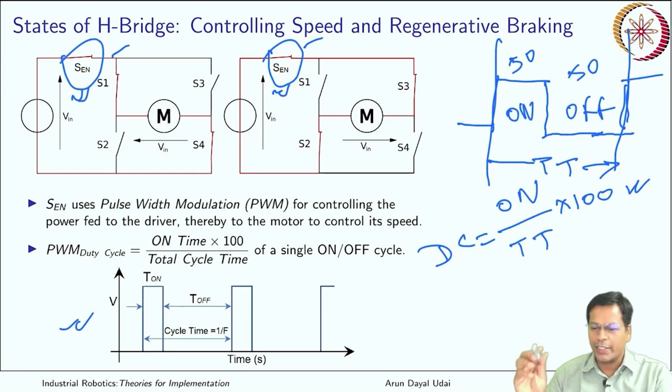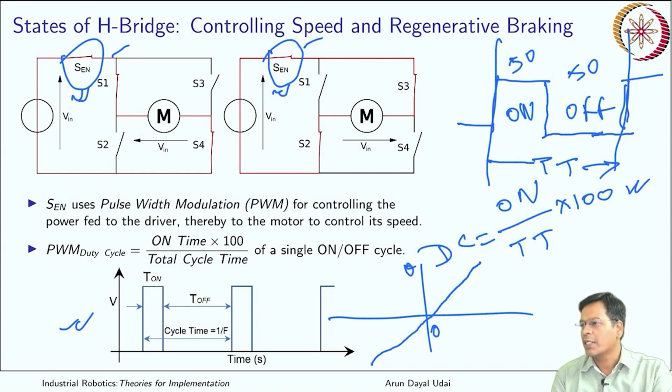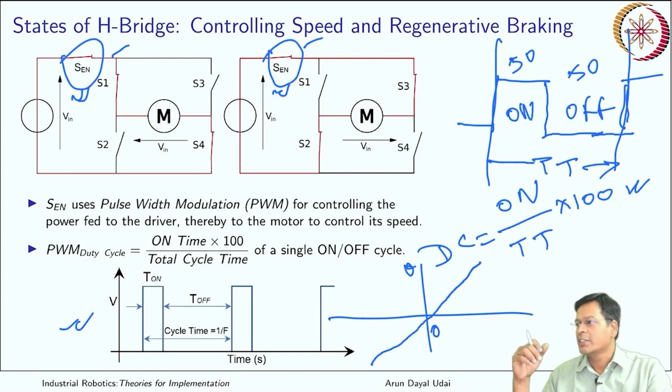Now you are ready with the H bridge system, with which velocity can vary from 0 to maximum in one direction and 0 to maximum in the other direction, right? If this is the velocity, it goes from 0 to maximum in one direction and 0 to maximum in the other. Got it? So this is how you can control the speed and direction.